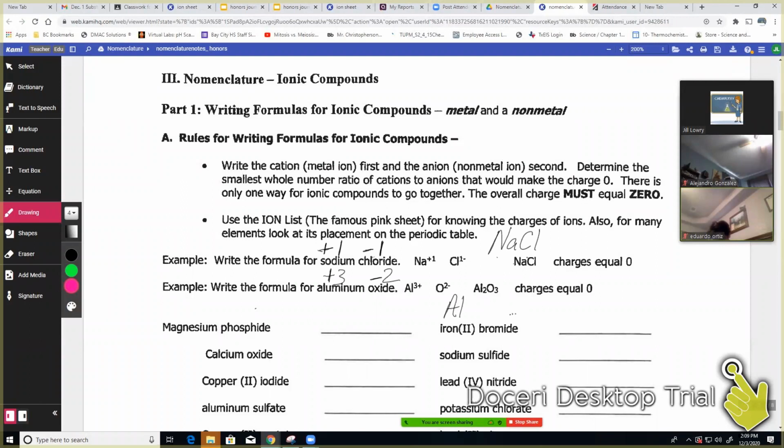So I would say my Al. And what do I need to multiply 3 by? 2. And then O for my oxide, and that needs to be multiplied by 3. So 2 times 3 is 6. 3 times -2 is -6. And that's my good formula, Al2O3.